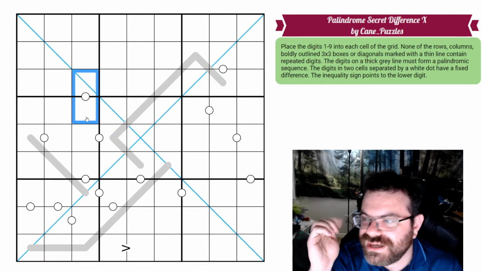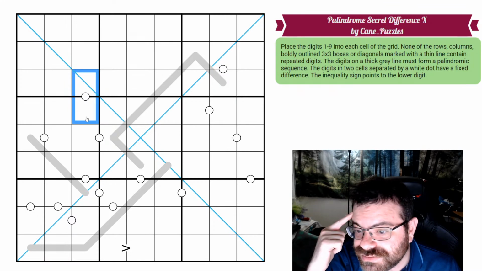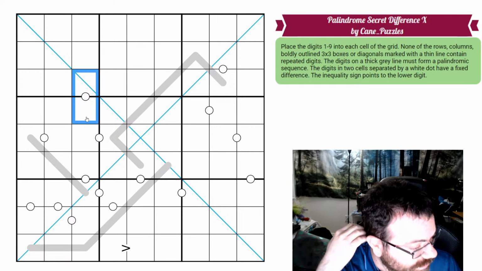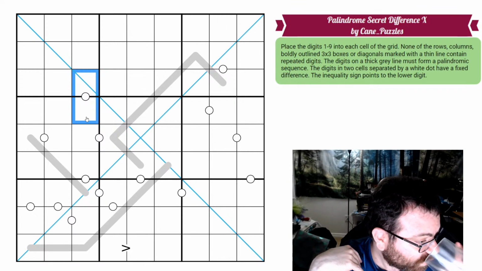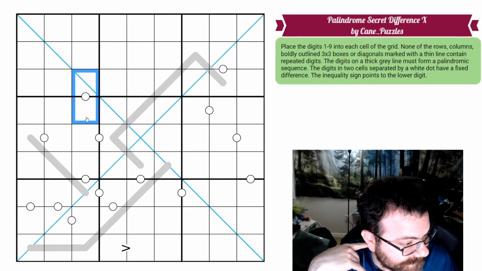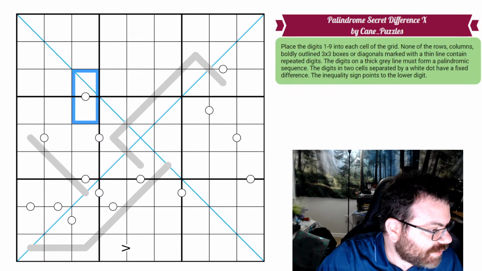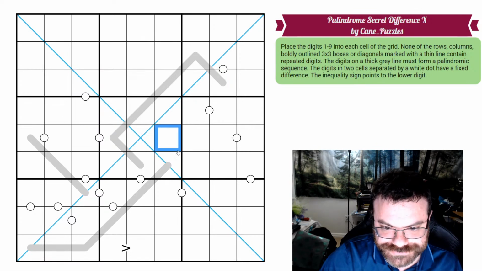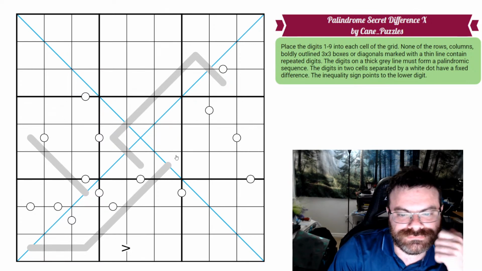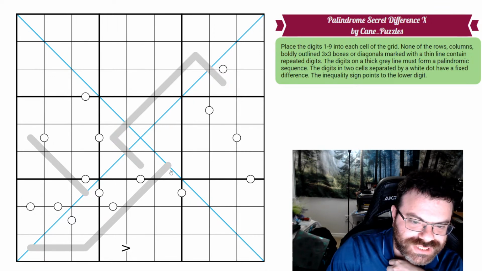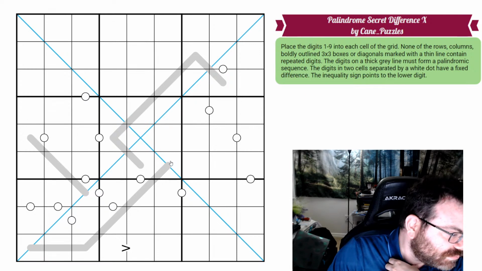Digits separated by a white dot have a fixed difference, so we don't know what the difference is. So we're gonna have to figure that out. Any guesses before we get started? I'm gonna guess 3, just wildly.